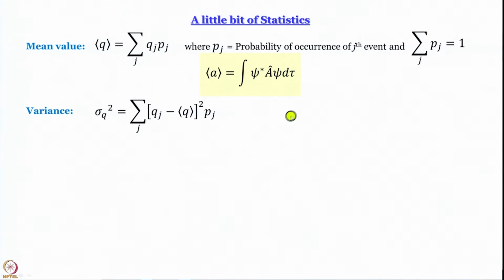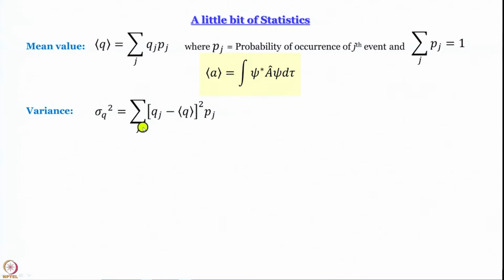Variance is defined as sum over j of (qj minus average value of q) whole square, multiplied by pj, and it is written as sigma q square. Why? Because ultimately we are going to work with its square root, which is standard deviation. So, let us make sure we understand what we have written here.